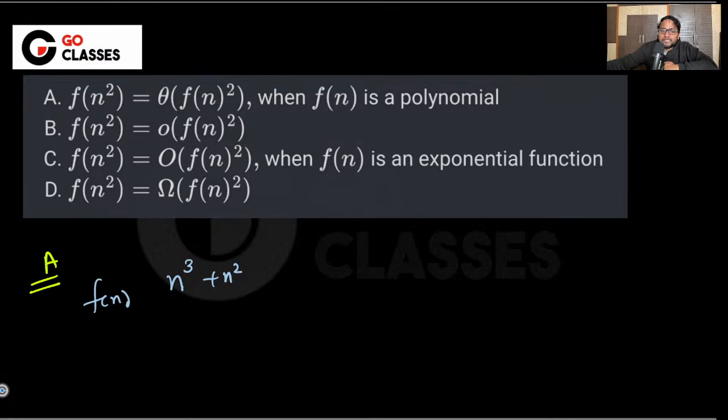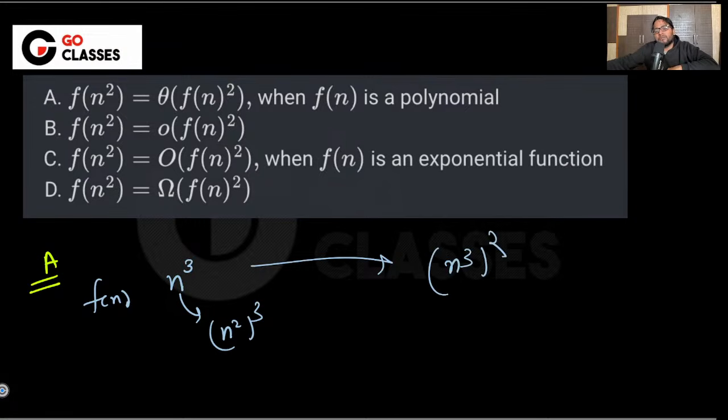So let me just take it as n cube. Now in the polynomial function, you keep it as n square power cube, or you put the whole power. Then in the polynomial function, both are the same, because it depends on the highest degree. The highest degree will get multiplied by 2 in both cases, which means earlier it was 3, here it is 6, and here also the highest degree will be 6. So that's why this is true.